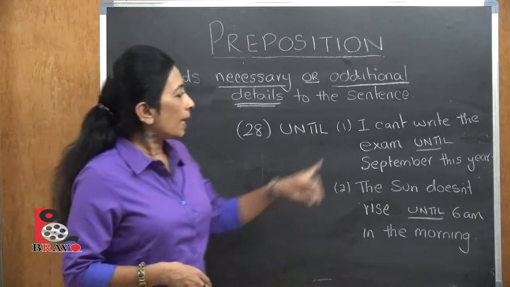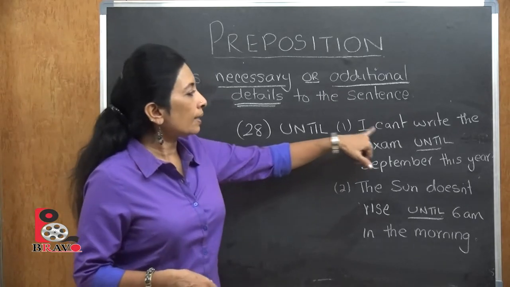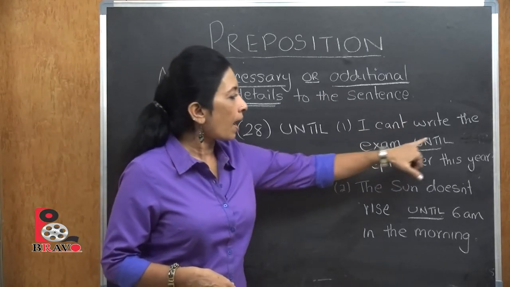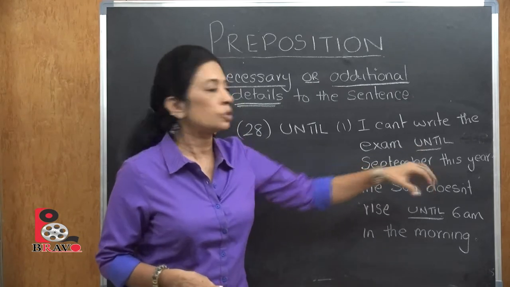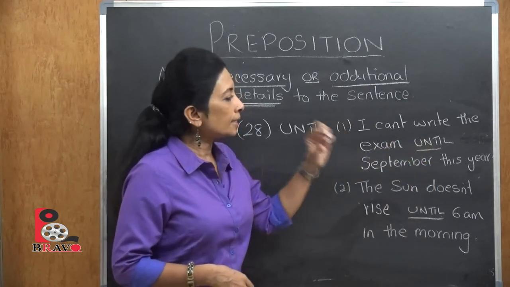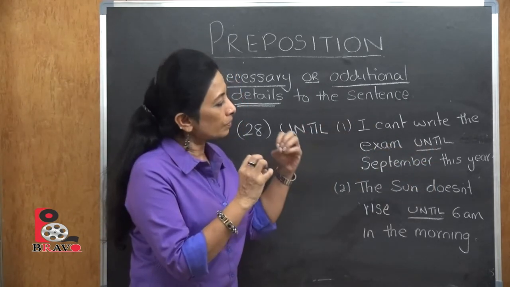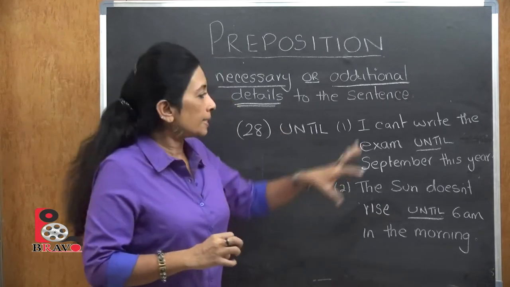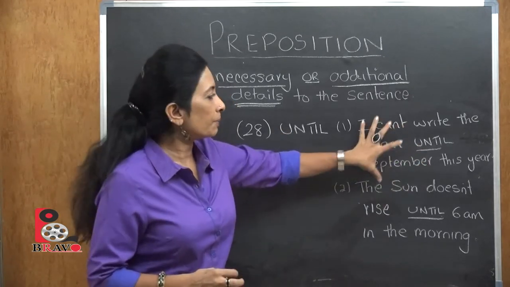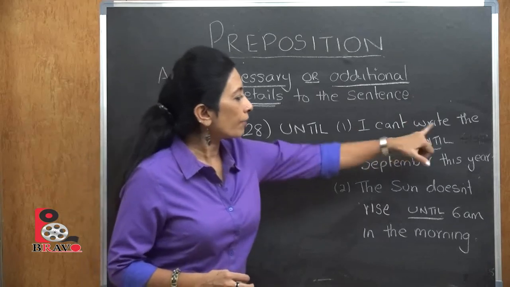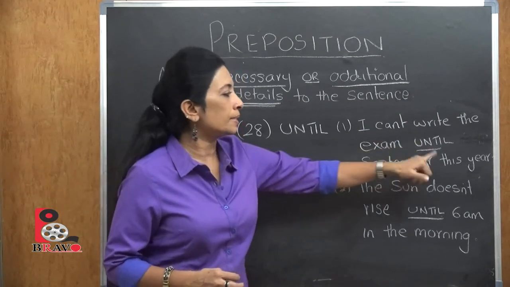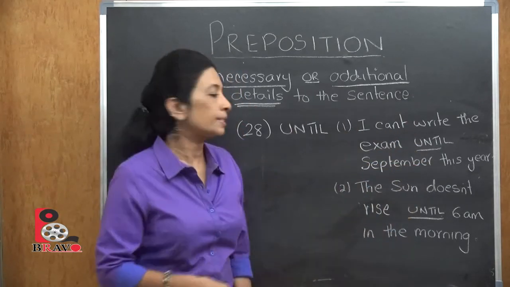between people, and the two examples are, I can't write the exam until September this year. So you can see there is a specific waiting period. So there is a time limit for it. For this particular answer, I can't write the exam until September this year. So he has to wait for that specific time.